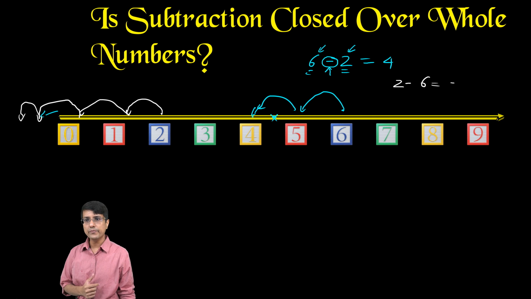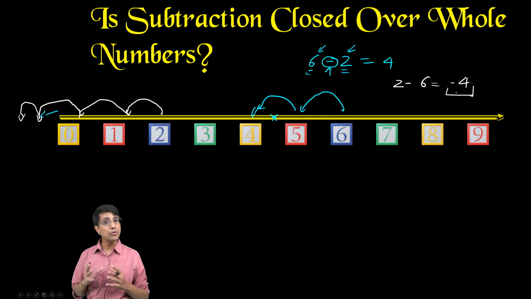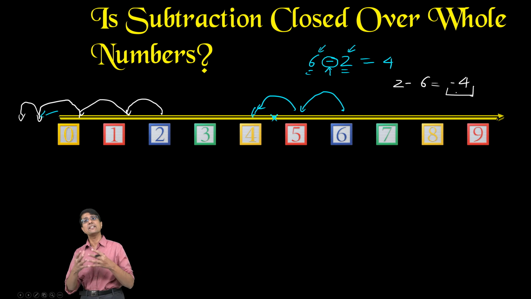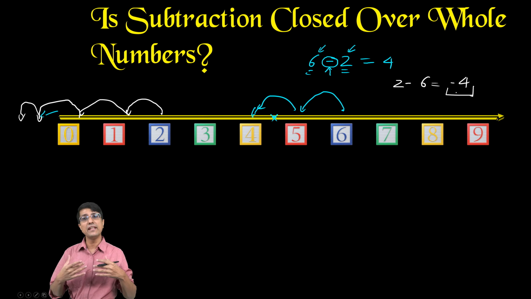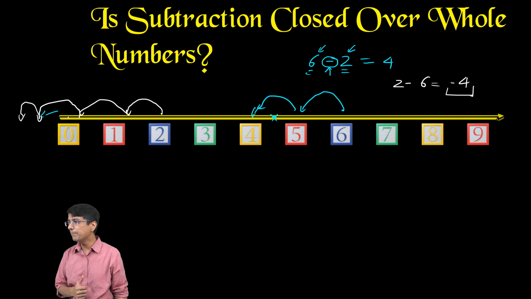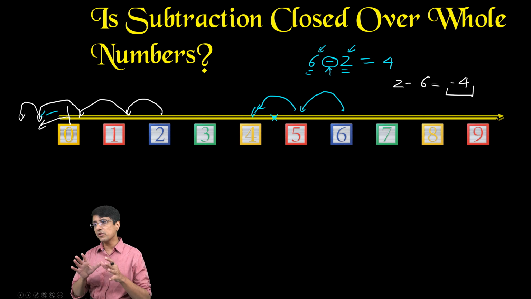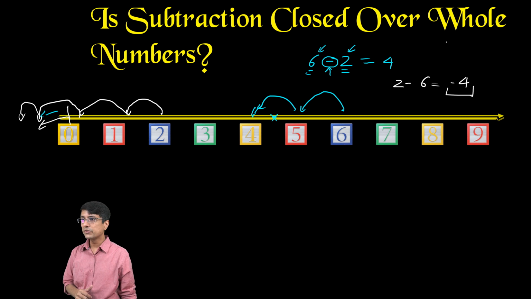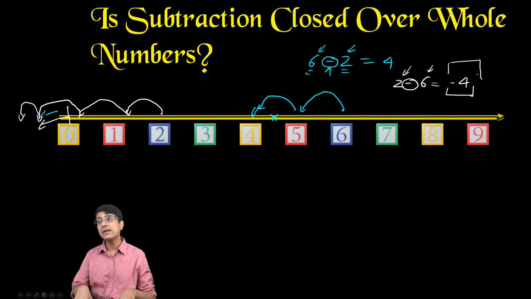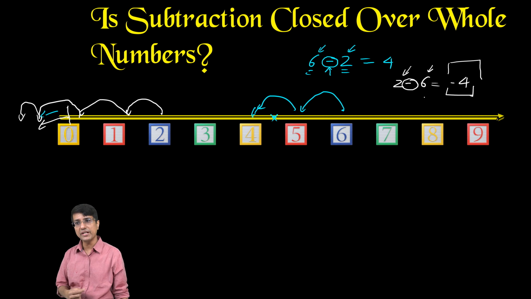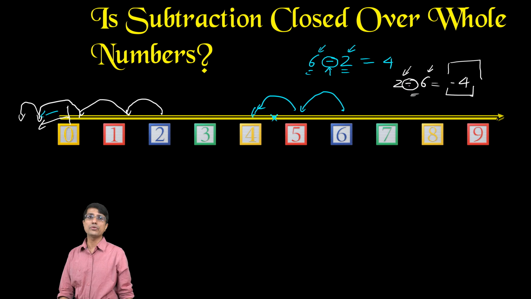For those of you who have studied ahead, the answer in this case happens to be minus 4, which is not a whole number. It is something known as an integer. It is a negative integer, and it is a number below 0. It is a number below the whole numbers. It is a number which does not lie in the whole numbers. So just by taking two whole numbers and doing the operation of subtraction, I produced an answer which is not a whole number, and therefore subtraction is not closed over whole numbers.